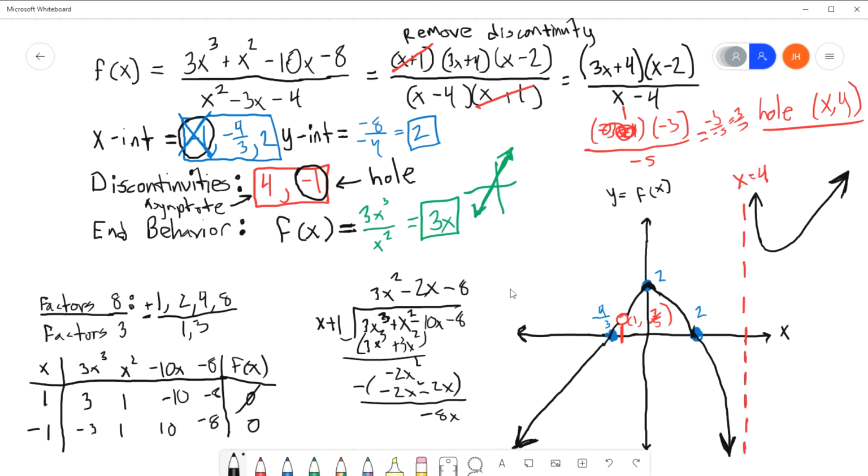So what I think I'm going to do is one more example, and I'm going to go a little bit quicker with it. And then we'll talk about solving rational equations.